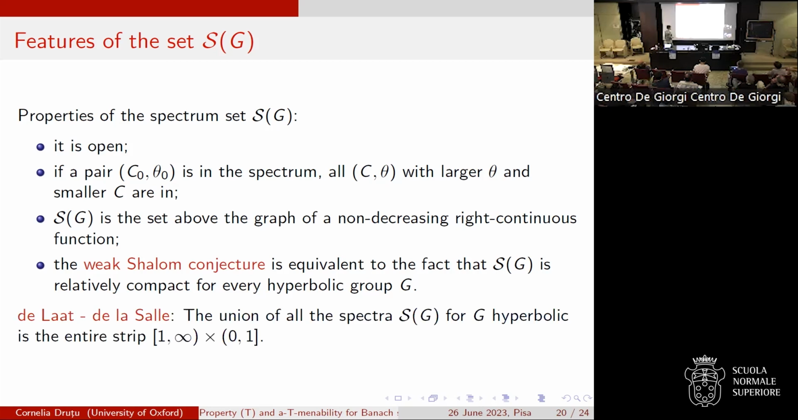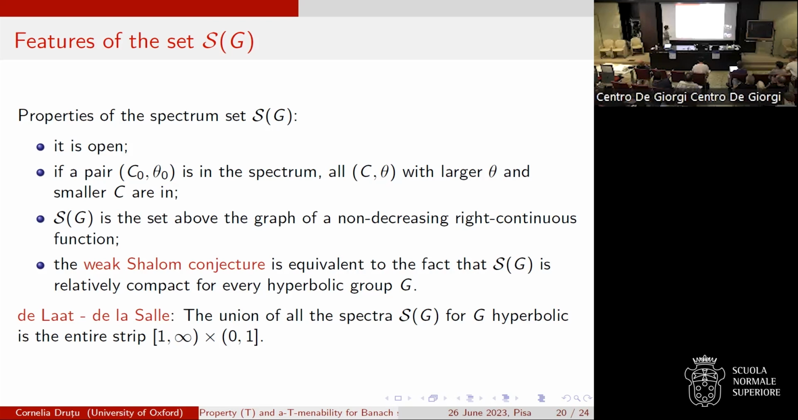And actually, in the proof of the results of Lafforgue and de la Salle for random groups and the fixed point property, they basically prove that if we take all the hyperbolic groups and the union of all the spectra, this will cover the entire strip. And not only will it cover the entire strip, but in fact, they will contain rectangles that cover the entire strip. So just for hyperbolic groups, the strip is covered.